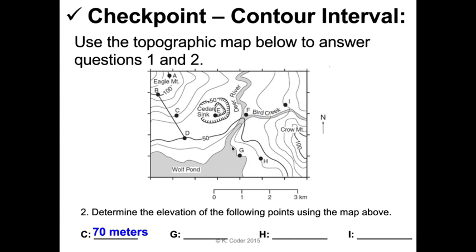If G is here on the pond, okay, we see here that this dark index line is 50, so H must be 40, and G would be 30. Now for H. Now I already told you what H was, hopefully you were paying attention. If the dark line here is 50, we're going down 1, we're decreasing our elevation by 10 meters, so H would be 40. Now for I.